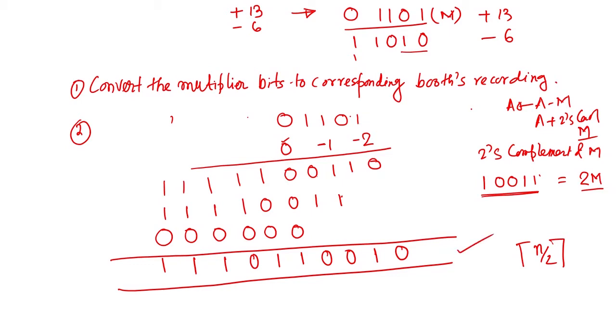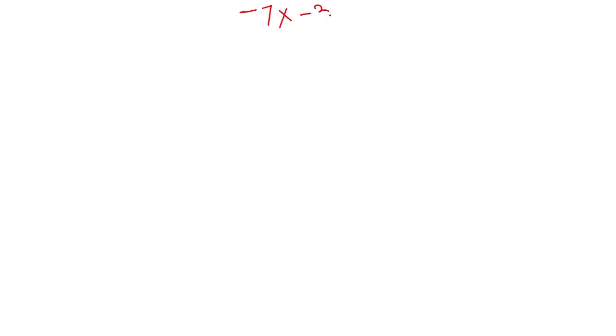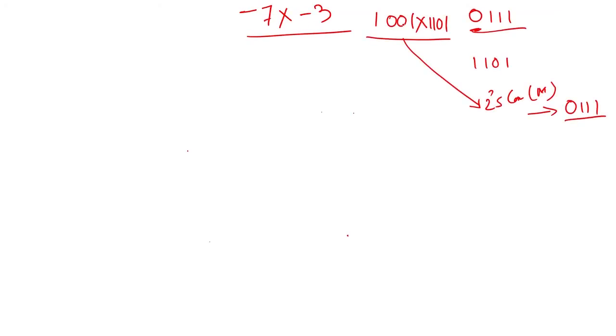So, let us perform another operation. Let us say last day we did not do minus 7 into minus 3. So, let us do minus 7 into minus 3. So, minus 7 is nothing but 1 0 0 1. Okay. And 3 is 0 0 1 1. So, you take the 2's complement, 1 1 0 1. Oh, that is right. So, 1 0 0 1 is minus 7, and 7 is 0 1 1 1. So, that is also okay.